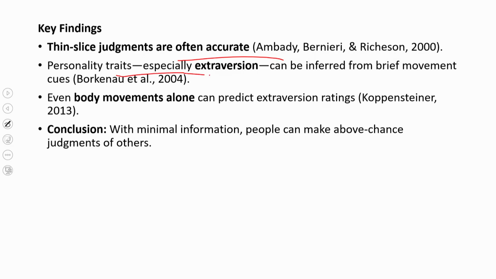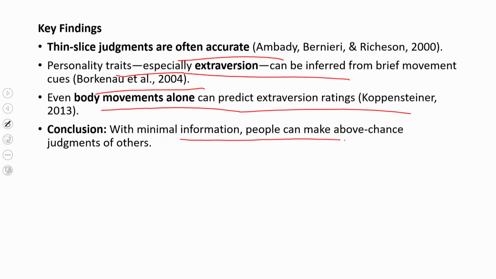Personality traits, especially extroversion, can be inferred from brief movement cues. Some characteristics can be judged very quickly, like whether someone is an extrovert. One can very easily and very quickly form an impression of that person. Even body movements alone can predict extroversion rating.